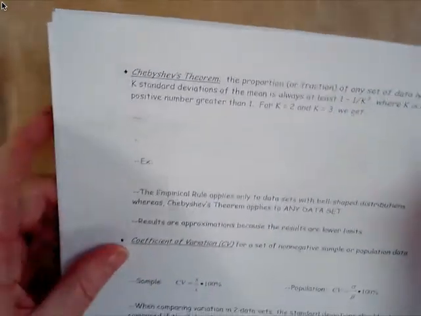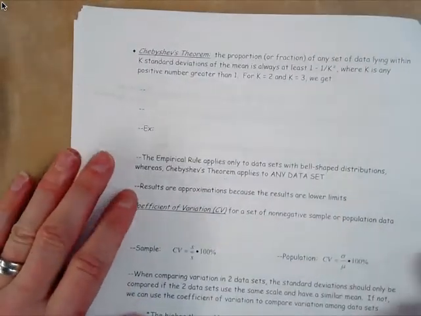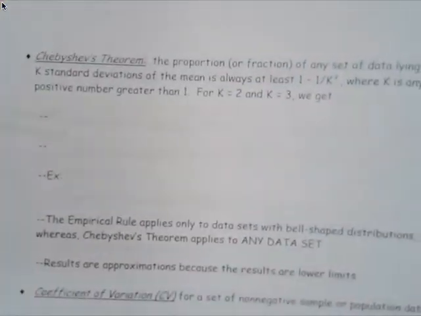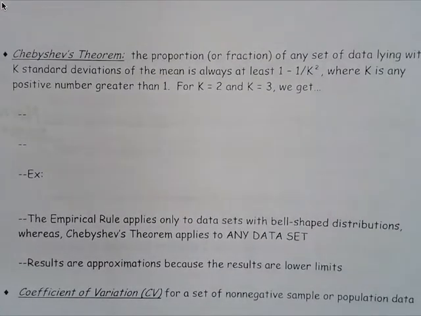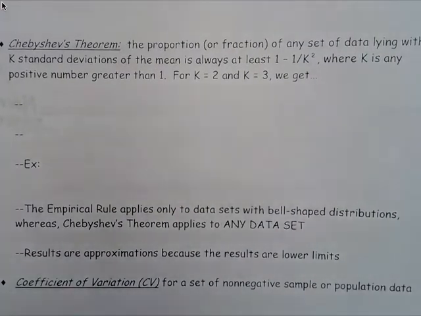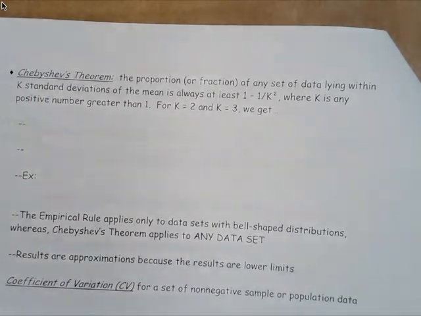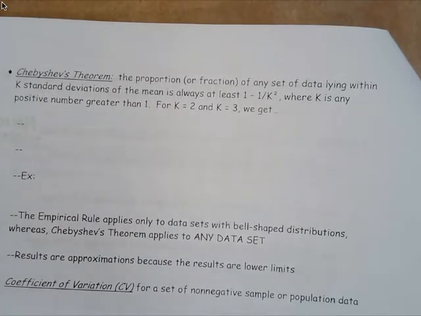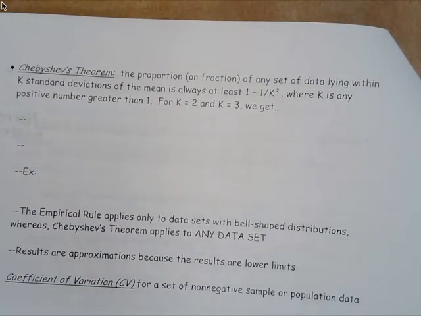Okay, so Chebyshev's theorem, kind of a weird name. The proportion or fraction of any set of data lying within k standard deviations of the mean is 1 minus 1 over k squared, where k is any positive number greater than 1. For k equals 2, k equals 3.